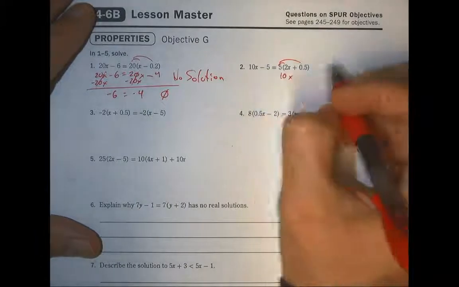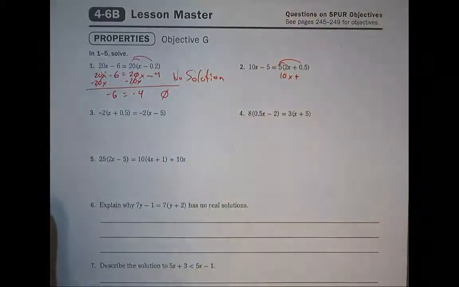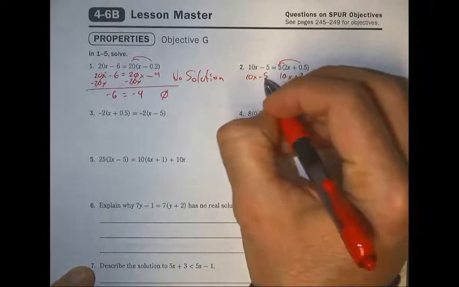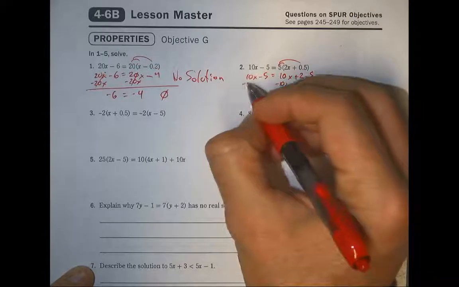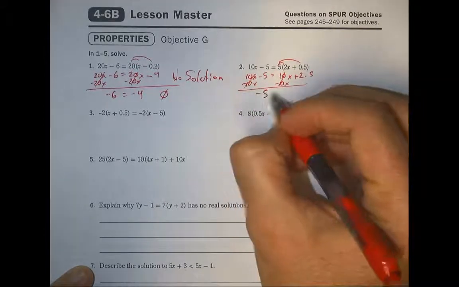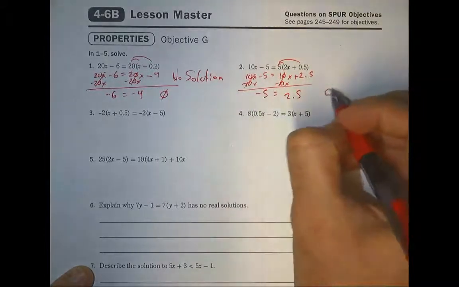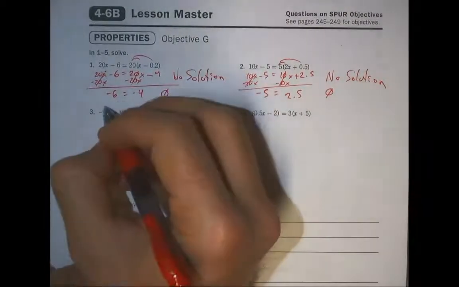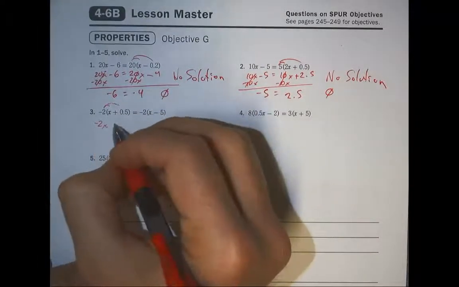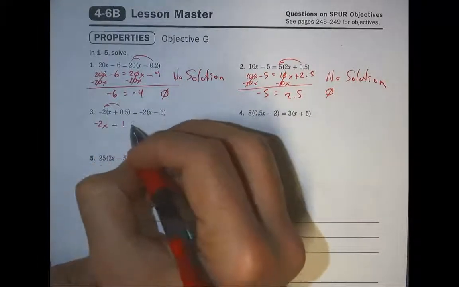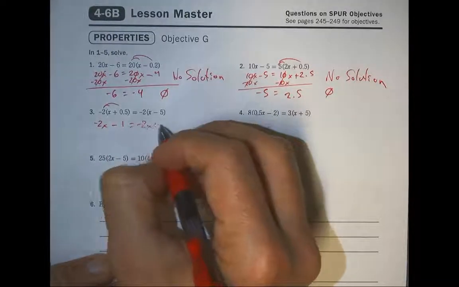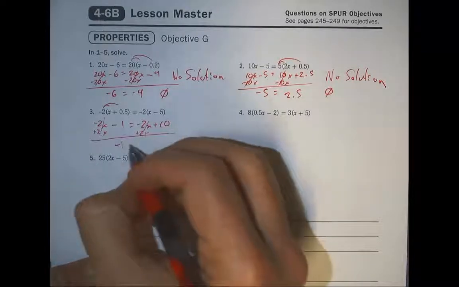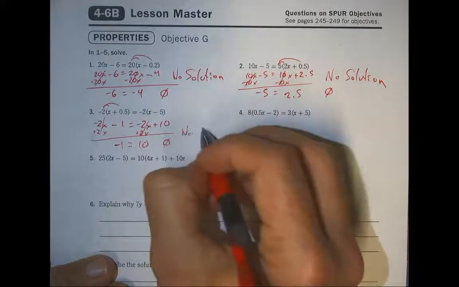Distributing 10x plus 5 times 0.5, that's half, which is 2.5. So I got a 10x on both sides. I will eliminate, leaving me -5 equals 2.5. Not true. There's no solution. Number 3, -2x. Take half, -1. -2x, +10. So I'm going to add 2x to clear it out on both sides. I get -1 equals +10. Again, no solution.